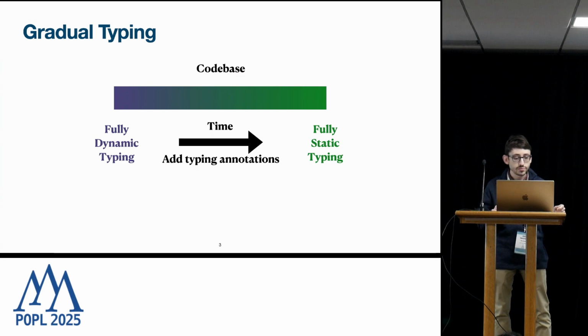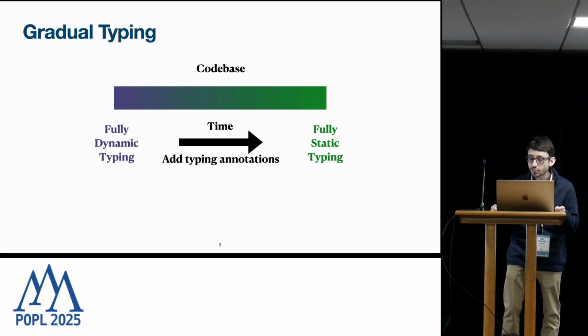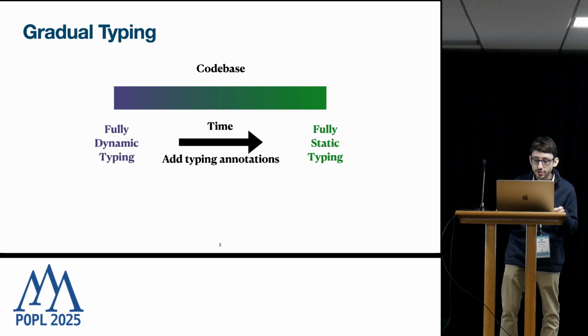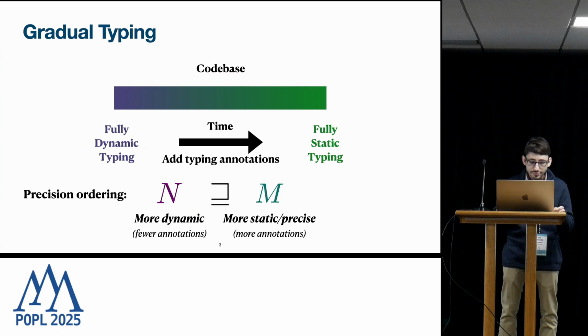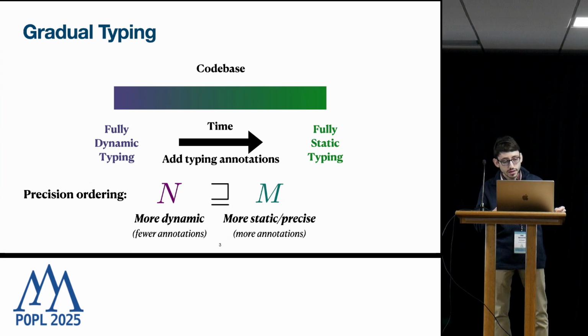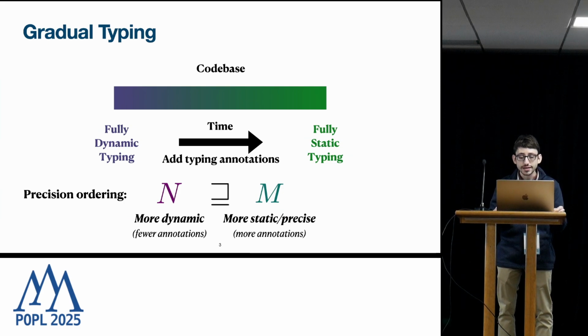So just to start, for some background, gradual typing is about mixing dynamic and static typing styles in the same language. And in a gradually typed language, programmers can start writing their code in a dynamic style and then over time migrate to a more static style by adding typing annotations. Now, a key notion in the study of gradual typing is a precision ordering, which is the ability to compare programs based on the relative amount of static typing information that they contain. We can think of this as kind of a syntactic relation on programs where a program M is more static or precise than N if, roughly speaking, M has more typing annotations than N does.